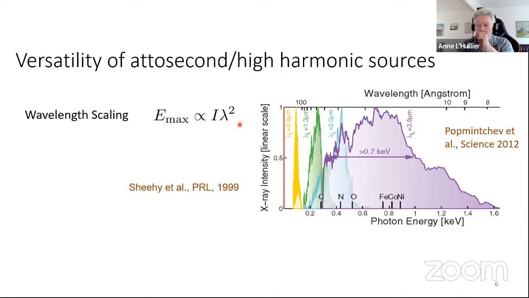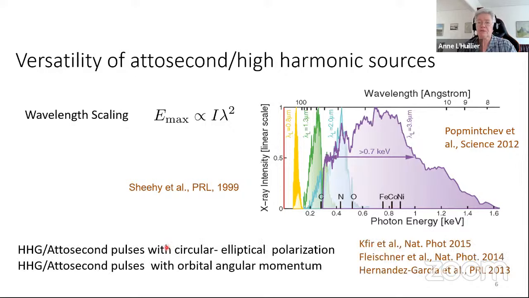If you use longer wavelengths, then you can get a higher photon energy, as has been shown, for example, by the group at University of Colorado. And in addition, there is now a lot of research to generate attosecond pulses with not only linear polarization, but also circular or elliptical polarization, and even with orbital angular momentum. So this is the first part of the tool that we need to study photoionization.